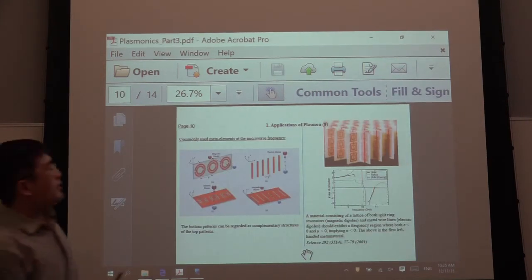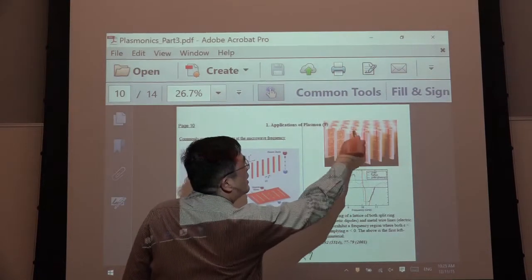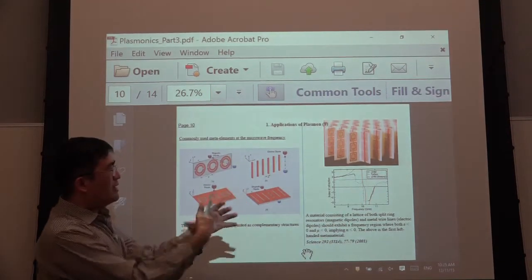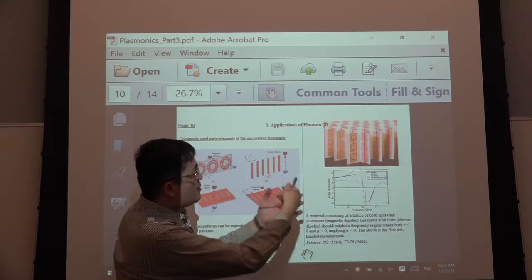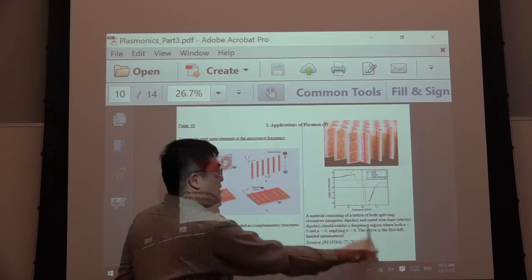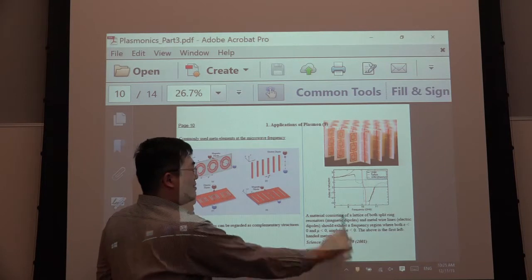In the experiments, you can see the split ring, and here you can see it has a metallic wire. They put them together, with different orientations, to make it isotropic. They can achieve this negative refraction index. This first paper was published in Science.